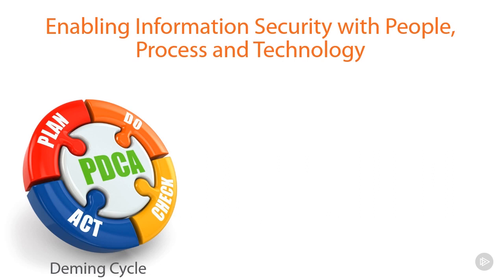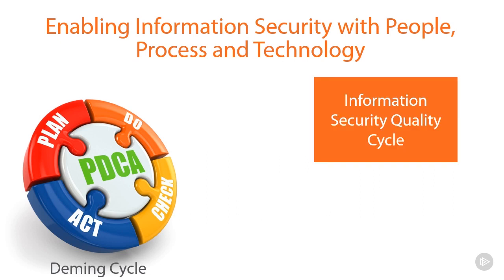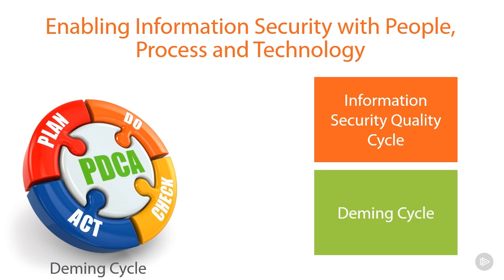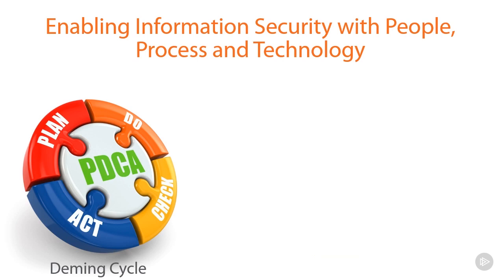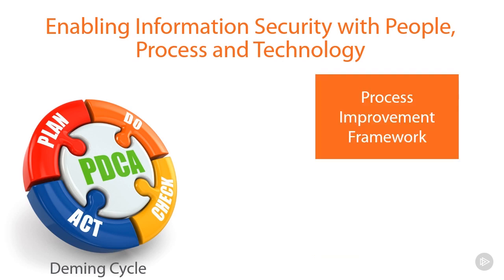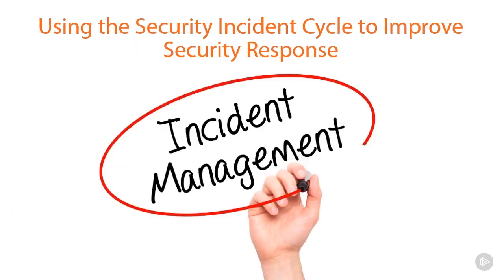Therefore, I'm going to be teaching you about the Information Security Quality Cycle, which includes a process known as the Deming Cycle: plan, do, check, and act. The Deming Cycle is used as a process improvement framework that can assist in identifying, designing, and implementing improvements to your information security practice.